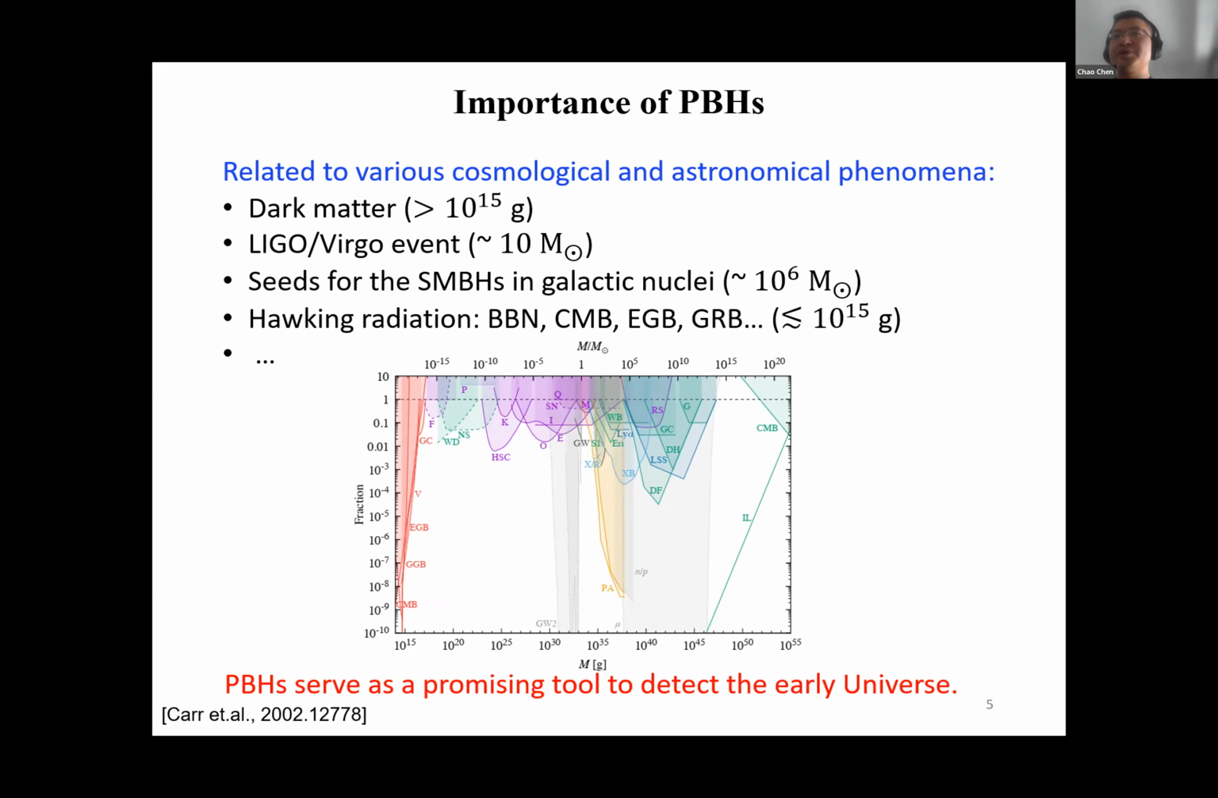And inversely, you can use the observation of this phenomenon to put constraints on PBH abundances. So as you can see, in the figure there is a summary of the various constraints on PBH abundance during various mass ranges of PBHs. So in this sense, we can use PBHs to probe the early universe, even though we haven't detected them.